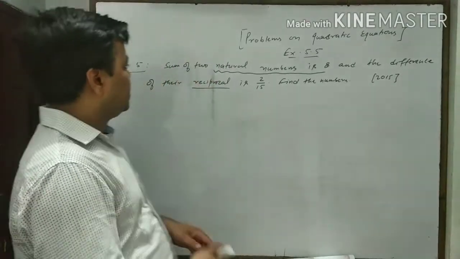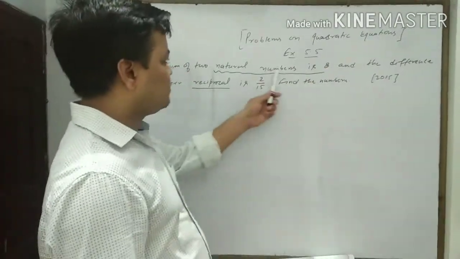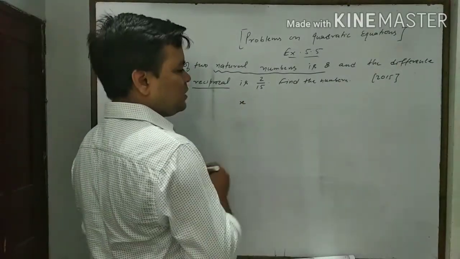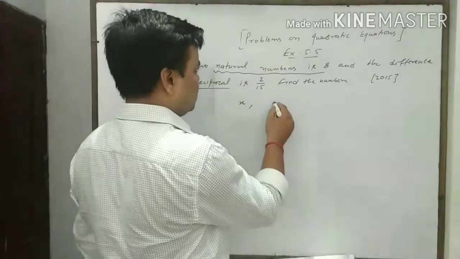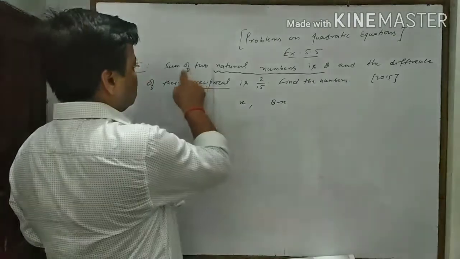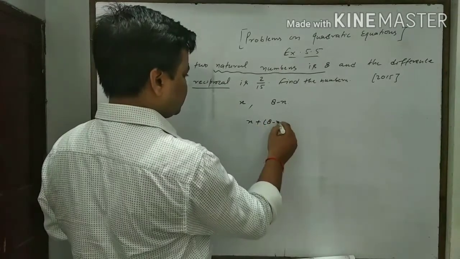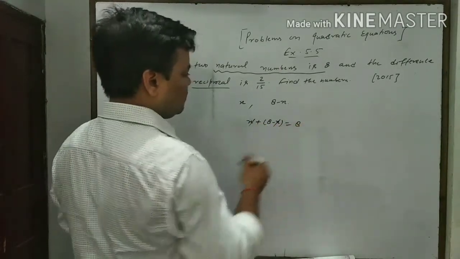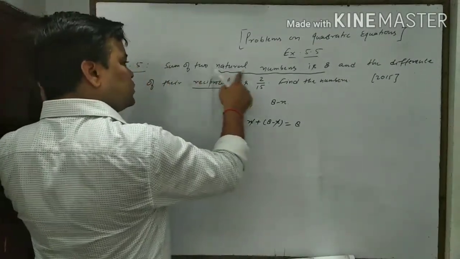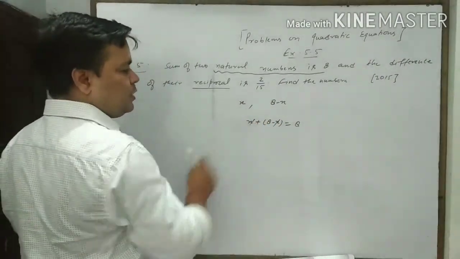Now let us see it. Sum of two natural numbers is 8. So here, if the sum of two natural numbers is 8, if we just take one natural number x, then the other natural number will be 8 minus x. Because for the sum of two natural numbers, if we add x plus 8 minus x, then x and x will be cancelled and the value will be 8. Therefore, if we take two natural numbers and one of them is x, then the other will be 8 minus x. There should be no confusion here.